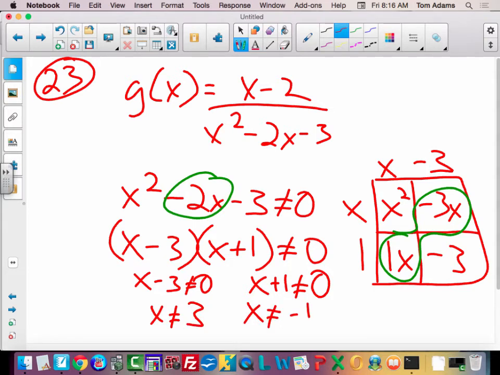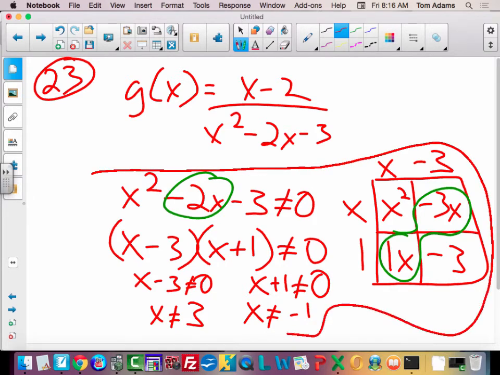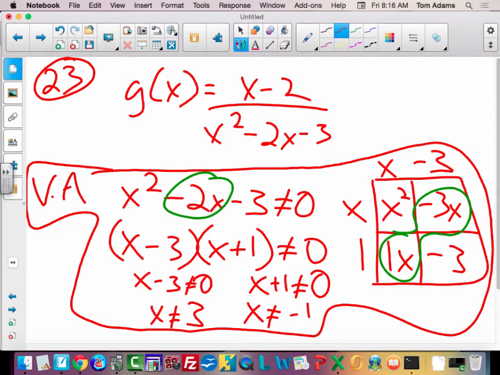All right, cool. Now to find the zero of the function. So this is our domain restriction. All this work right here, we did to find our vertical asymptotes. We have vertical asymptotes at x cannot equal 3 and x cannot equal negative 1. That's it. And we use zeros to do it. But to find the x-intercepts, we need to do something different.